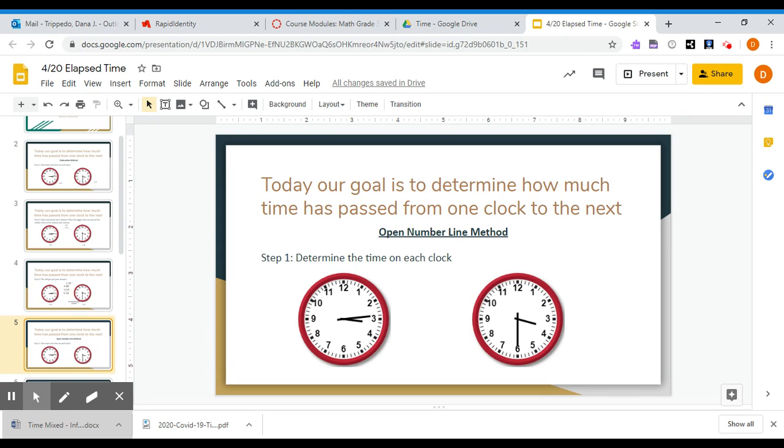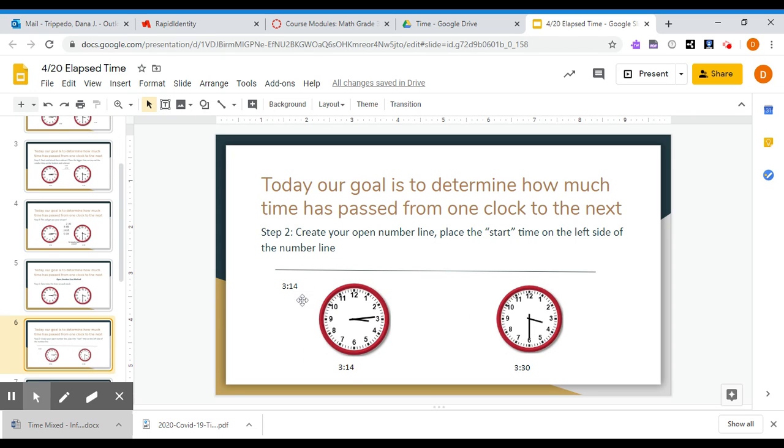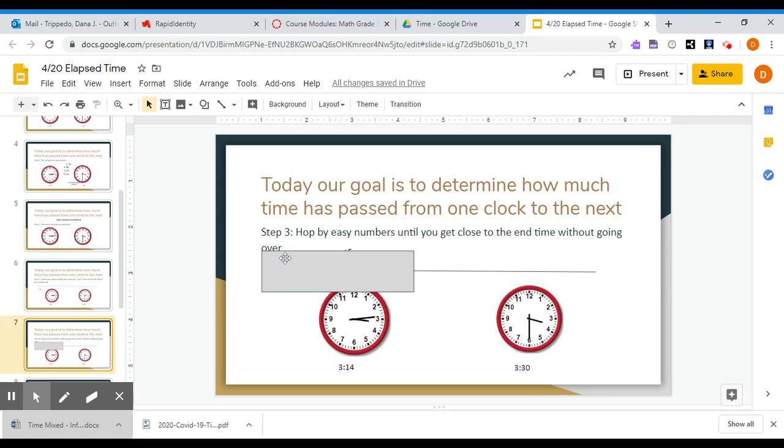So our first step is going to be, again, just to simply determine the time on each clock. And so our times are the same. I haven't changed the clocks. But what we're going to do instead of stacking and attacking is we're going to just draw ourselves a number line, and we're going to put the start time or the smaller time on the left-hand side of the number line. And then our next step is going to be to hop by easy numbers until we get close to the end time without going over.